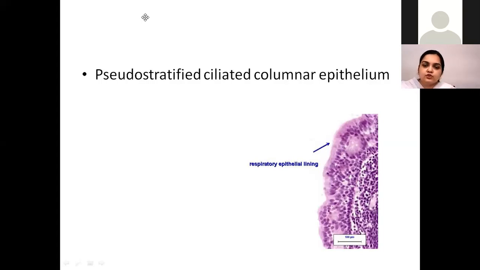All the remaining functions of lymphoid tissue are performed by this diffuse lymphatic tissue. Any confusion, any query related to this topic, this whole content of the histology? Best wishes for your meds.